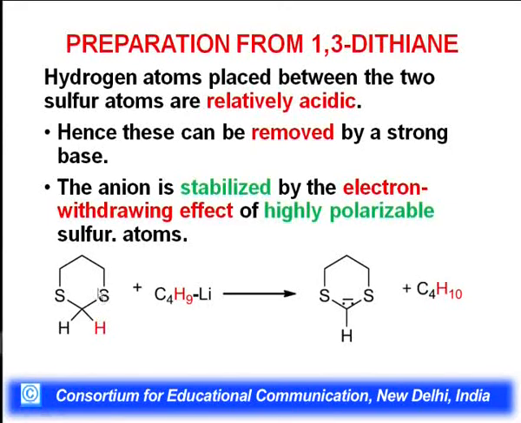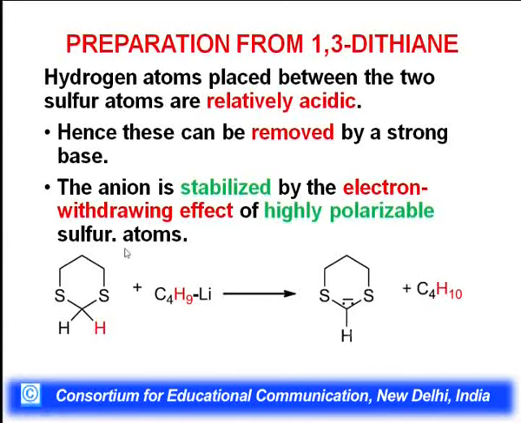Not only this, once we remove a proton from here, we will get an anion, and this anion is very stable because it is attached to two electron withdrawing, highly polarizable sulfur atoms. So these two sulfur atoms are polar in nature and they will stabilize this carbanion.